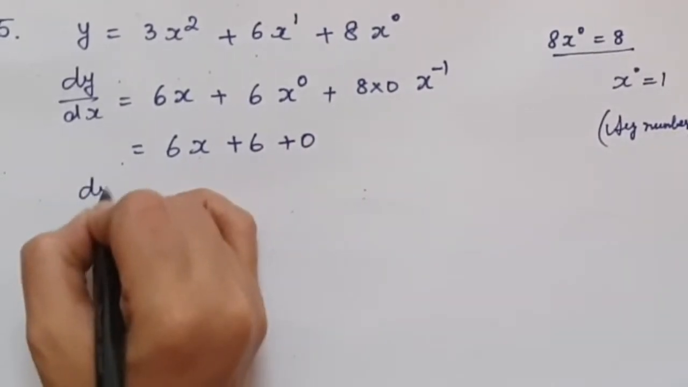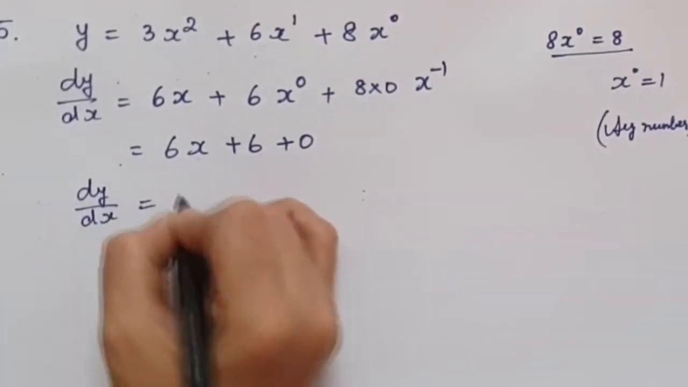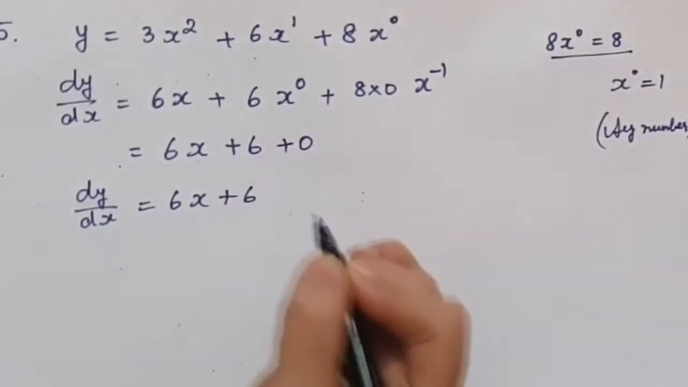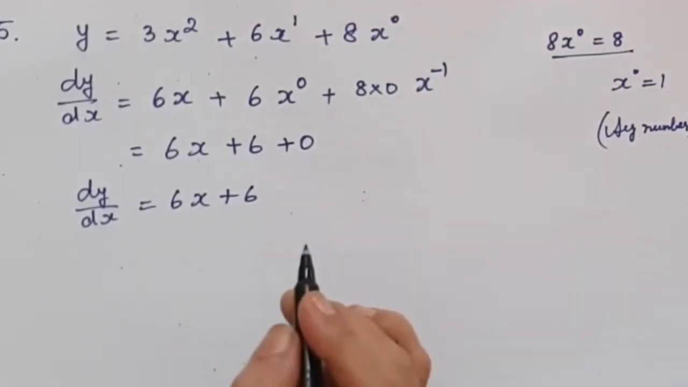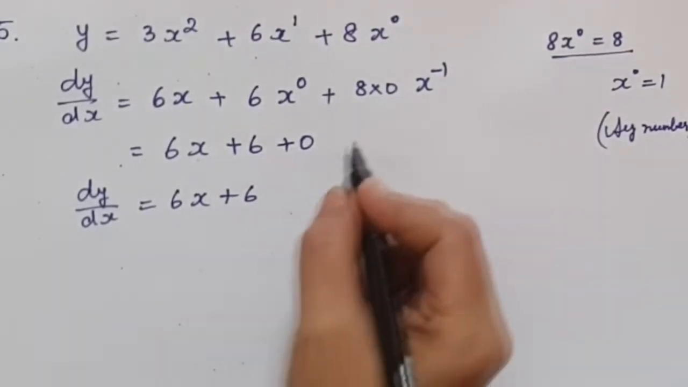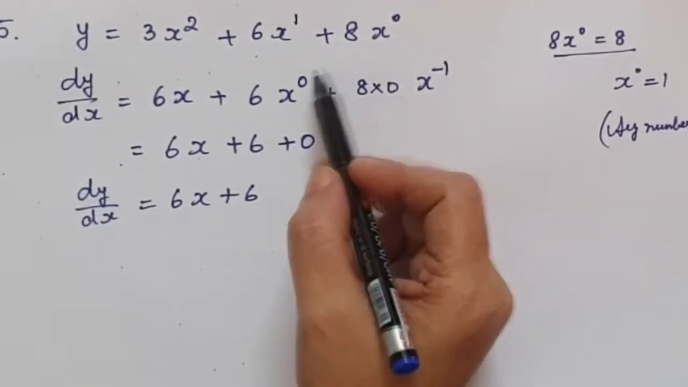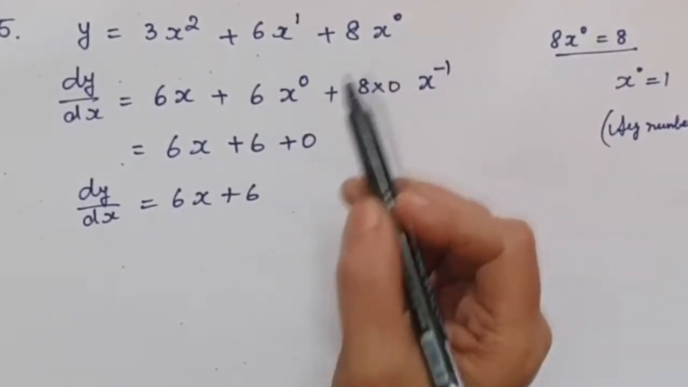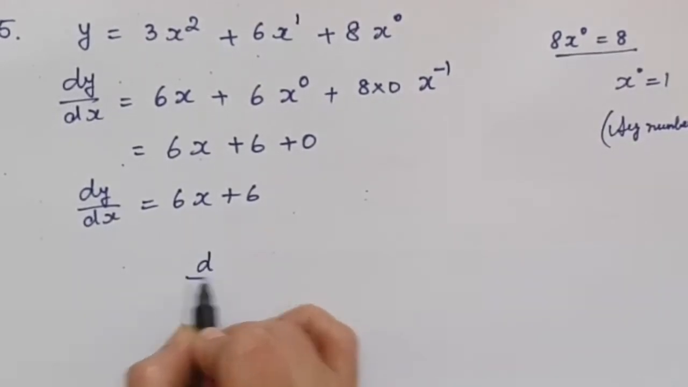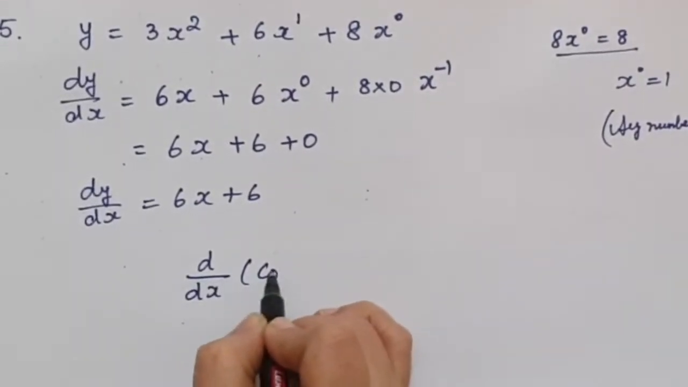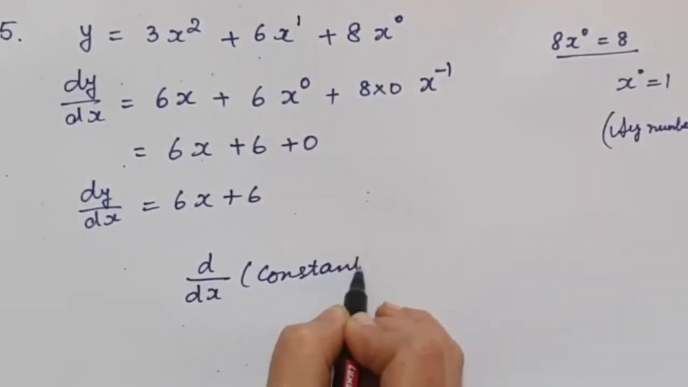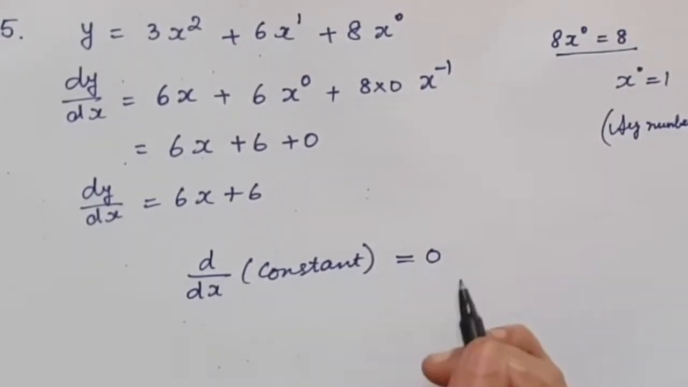So now our dy by dx will be equal to 6x plus 6. In general, any constant, a number without any alphabet, is called a constant. So differentiation of a constant: when we differentiate a constant, it will be equal to 0.